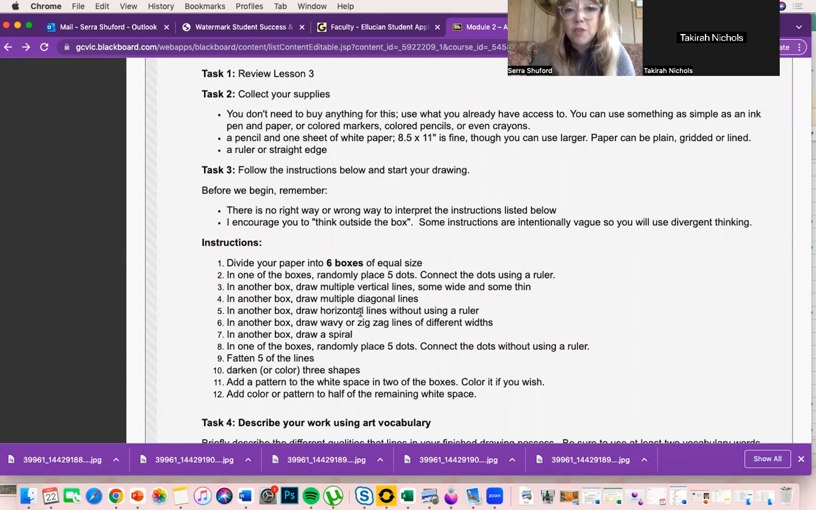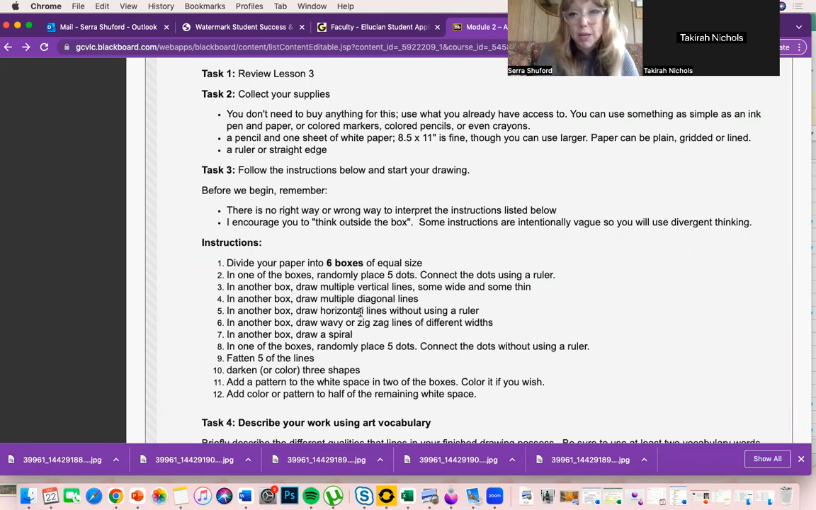So first you need to review lesson 3 to understand the types of line that I'm giving you in the instructions, just to make sure that there's no confusion on what's being asked of you and what's dealing with this assignment. You'll need to collect some supplies in task 2. Nothing too intense or anything.